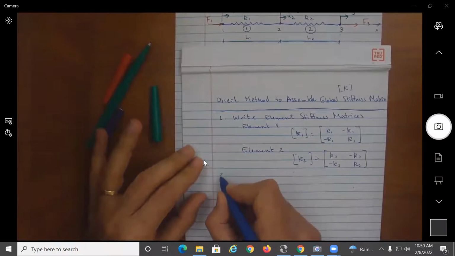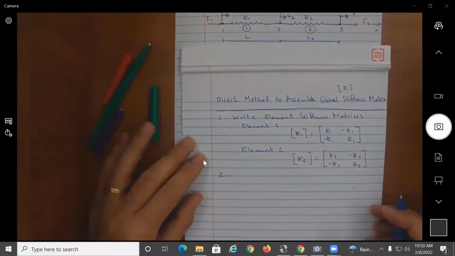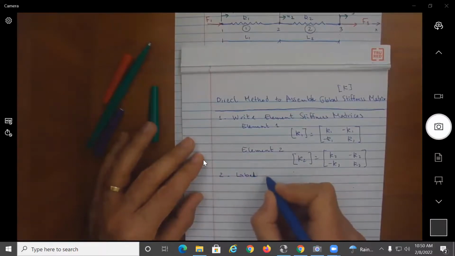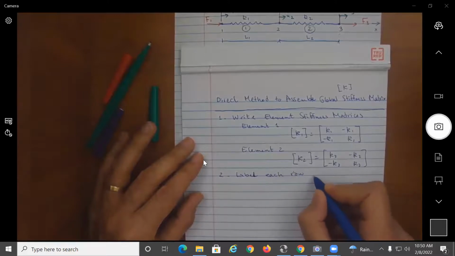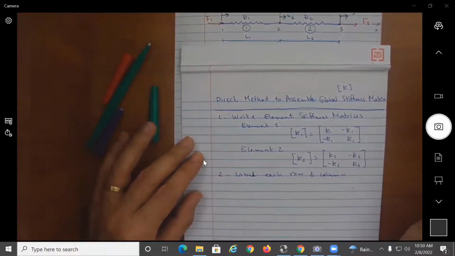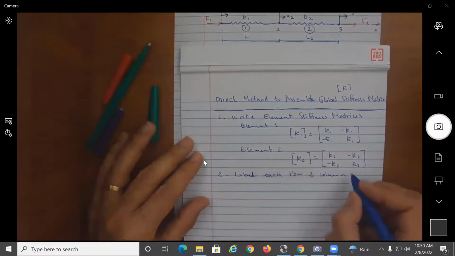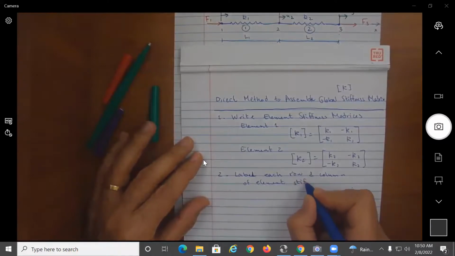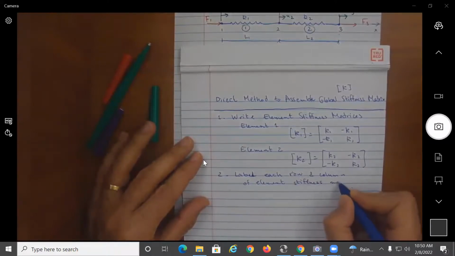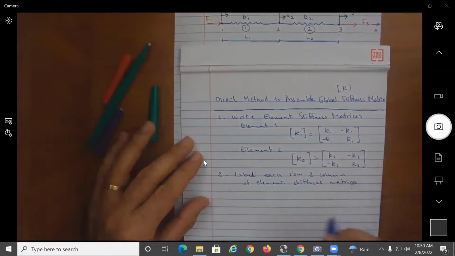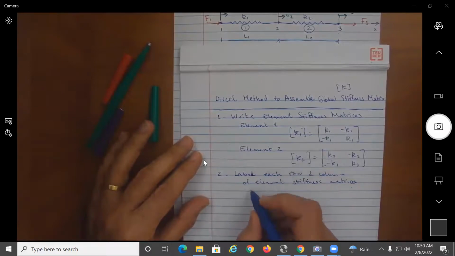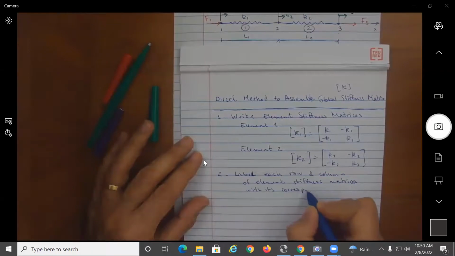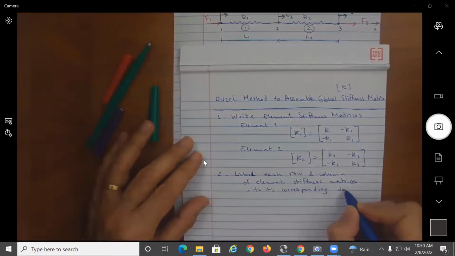Step number 2, we are going to label each row and column of the element stiffness matrices with its corresponding degree of freedom.